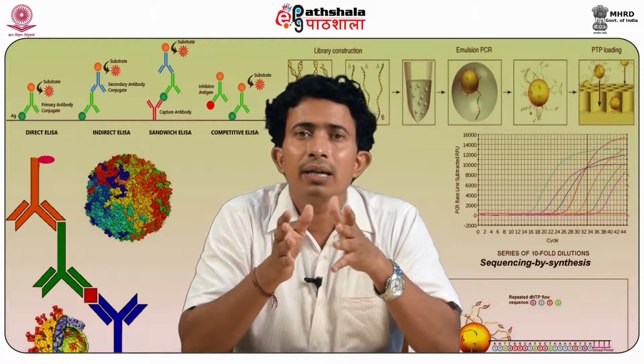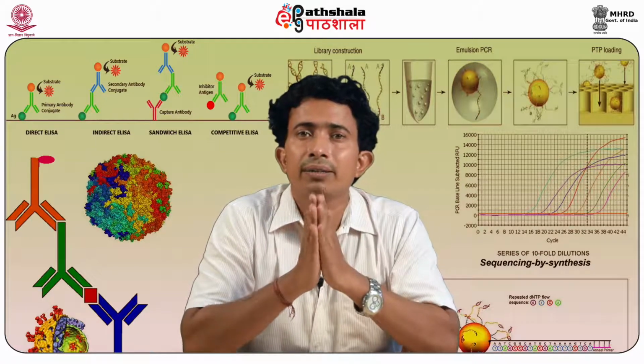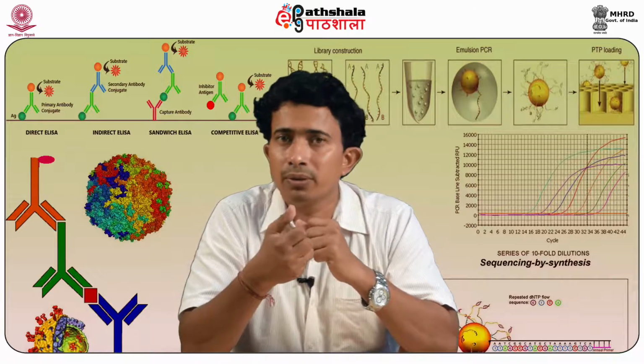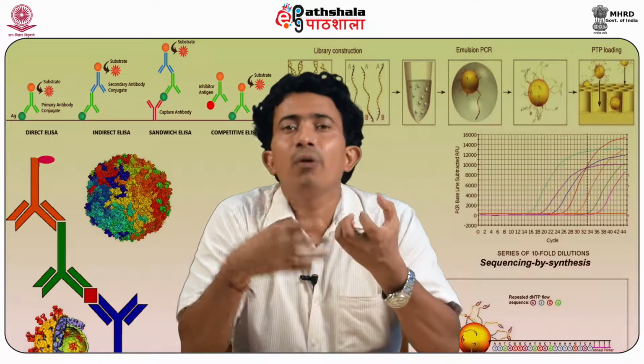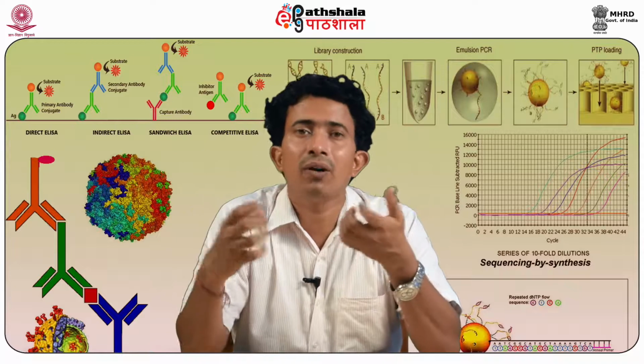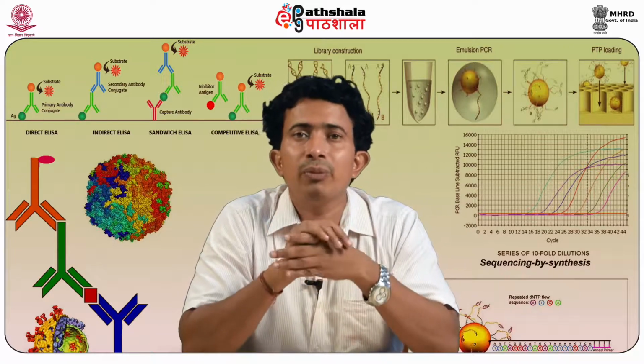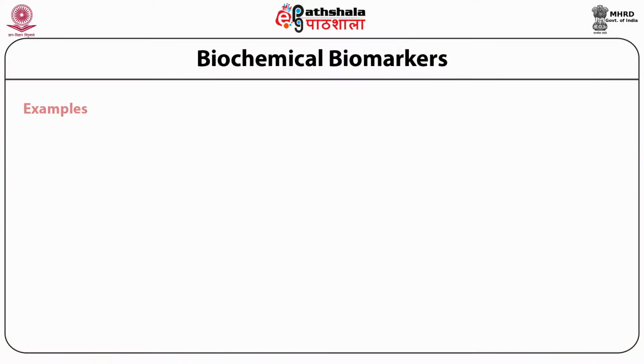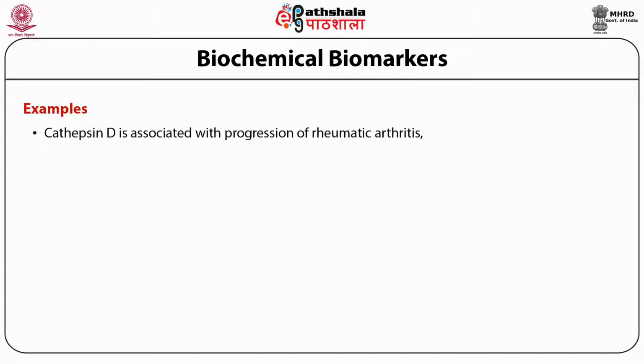So these biomarkers directly indicate toward a condition, and this is based on the change in the biochemical composition of the body fluids. Any kind of body fluid, whether it is serum, blood, tears, saliva, or sputum, can be used for estimation of these biochemical biomarkers. An example of biochemical biomarkers in different biochemical and physiological conditions is cathepsin D, which is associated with rheumatoid arthritis. So its concentration increases in rheumatoid arthritis.